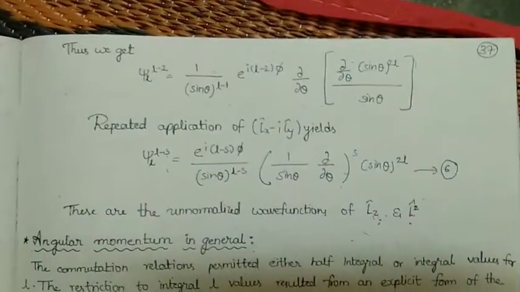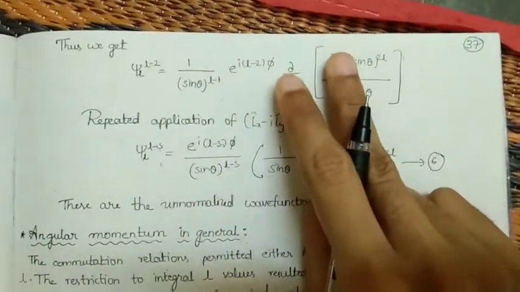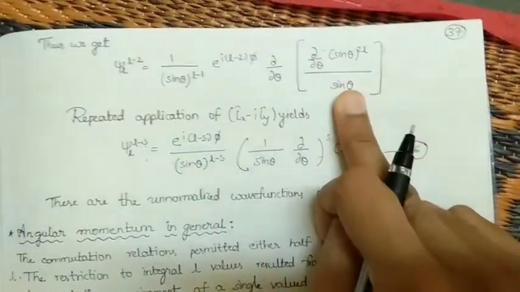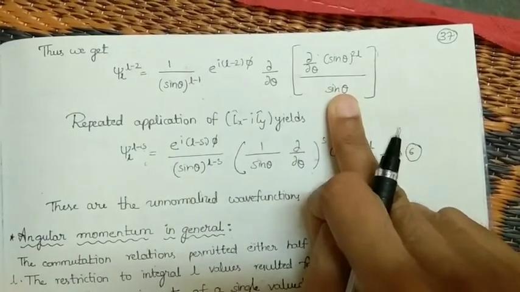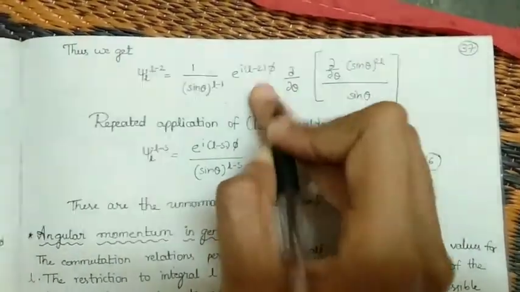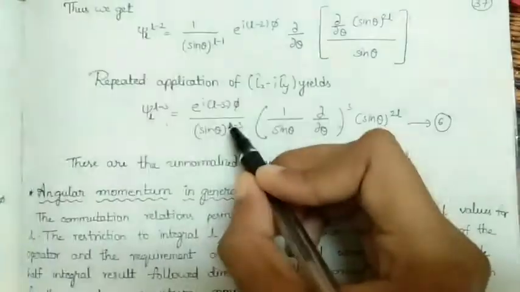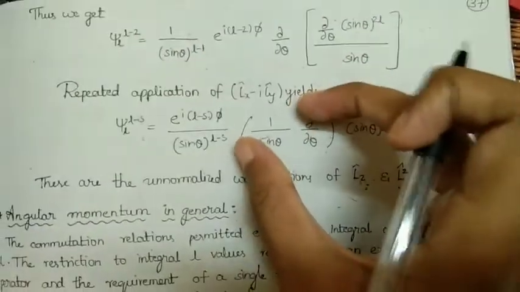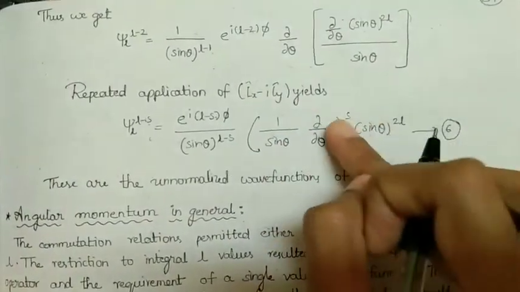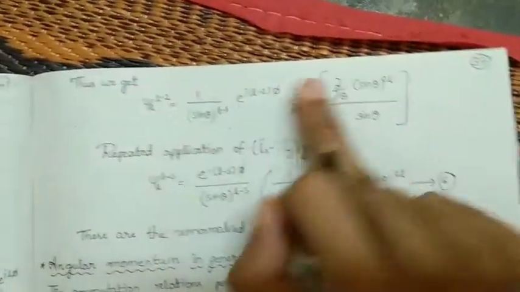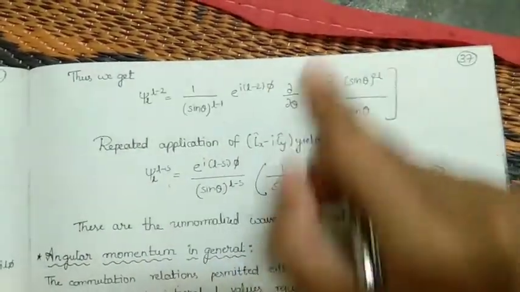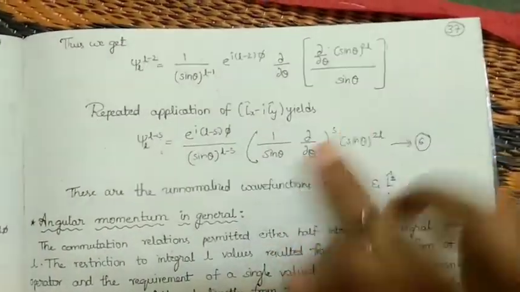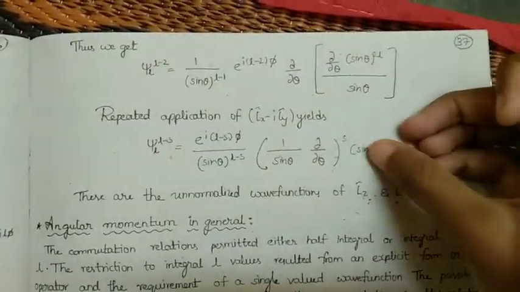So this procedure we are doing 2 times. For 2 times application of Lx minus iLy, we do the same procedure, dou by dou theta and multiplying with 1 by sin theta, because here we need to get L minus 2, since L minus s is there. So hence we have this form, 1 by sin theta dou by dou theta whole power s. For 2 times application we would have 1 by sin theta dou by dou theta whole square, and for s times applications we would have 1 by sin theta dou by dou theta whole power s, and this is sin theta whole power 2l.